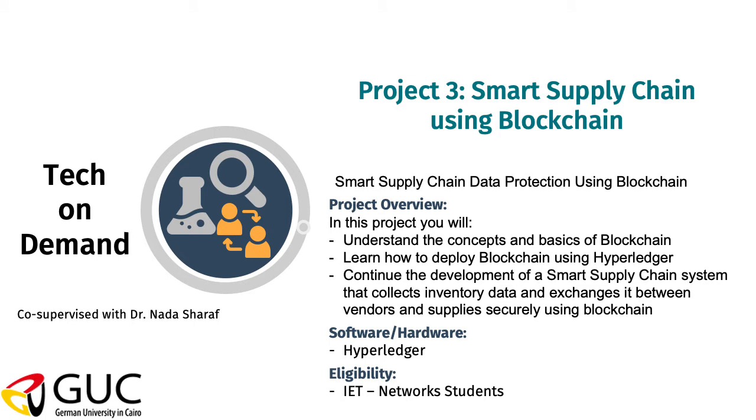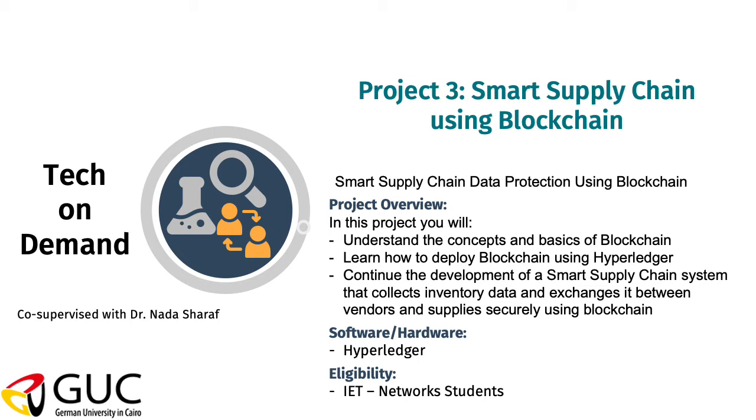The third project that we have in the Tech on Demand group is a project on blockchain and the utilization of blockchain for something called the smart supply chain. This is the project in its second year. Last year we started this project by interest of P&G. They were actually very interested in the concept of smart supply chain and in integrating blockchain technologies into it.